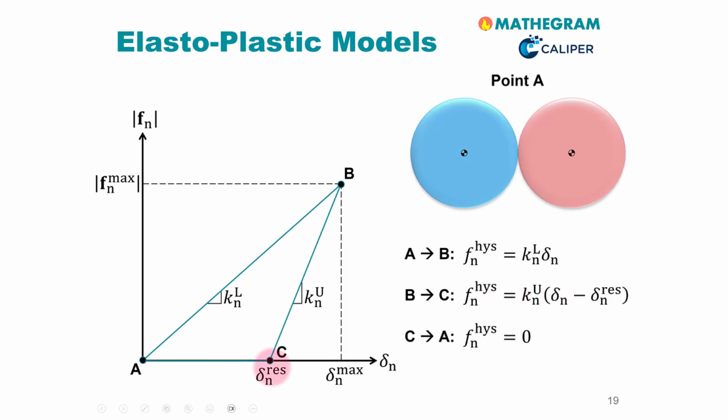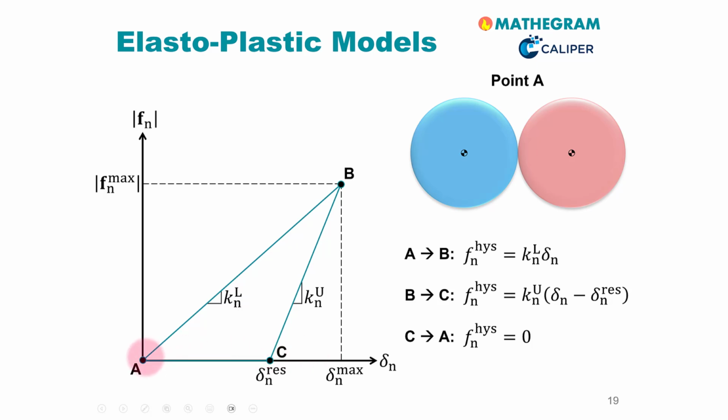If you're then at force 0, we would like to bound, of course, the force to 0, and that's why we set the hysteretic force here to 0 if the overlap is less than this delta n residual. I mentioned before that this hysteretic force model can model dissipation of energy.